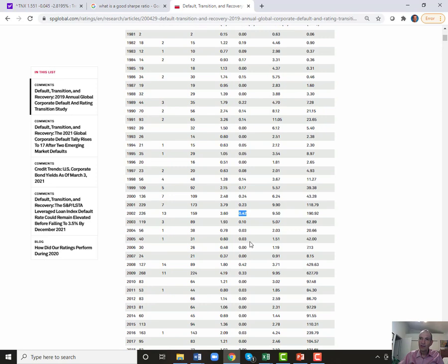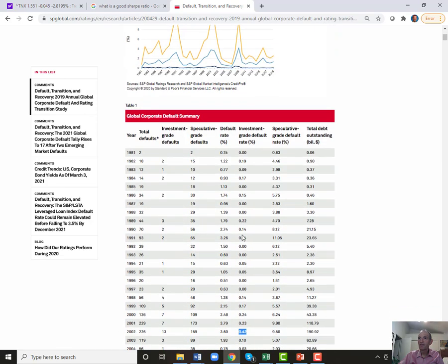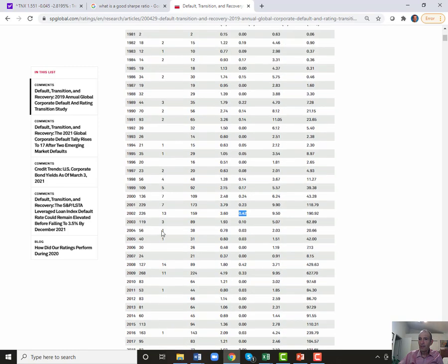Now they were downgraded, so S&P and Moody's will say no AAA company has ever defaulted. That may be true, but they may have been AA, AAA 6 months before they defaulted. So I think that's a little bit of a lie. Obviously, if the firm has serious trouble, they're going to downgrade them really fast before they actually default on a payment. So the investment grade, we had quite a few in 2002, but Enron was the huge one there.